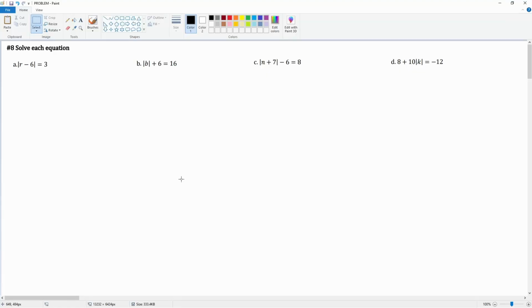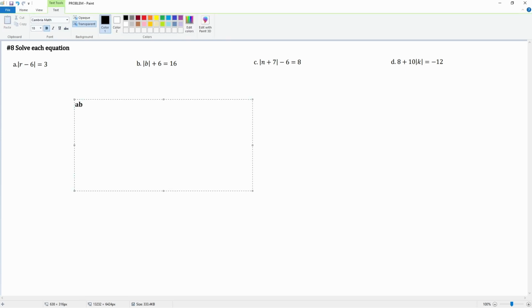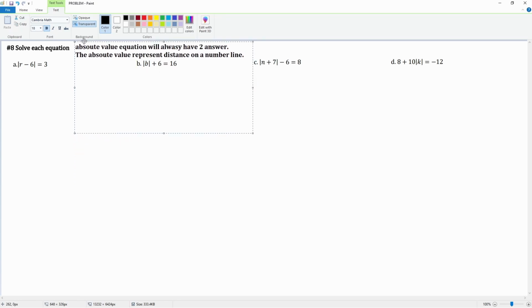Chapter 7, number 8. So you're going to solve each one of these equations. Notice these are all absolute values. Absolute value equations will always have two answers, because the absolute value represents distance on a number line. You want to keep that in mind as you approach these problems.